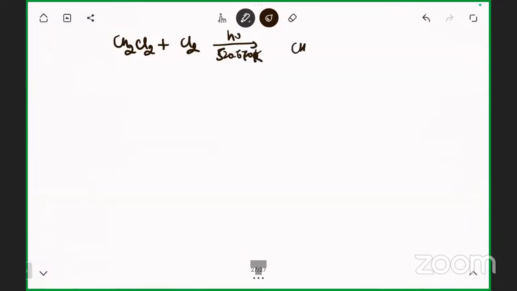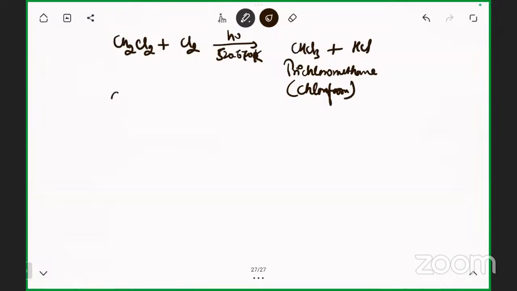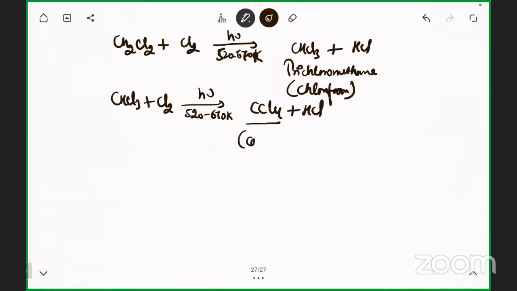It will form CHCl3 plus HCl. This is called trichloromethane. And this trichloromethane is also known as what? Chloroform. Then again CHCl3 reacts with Cl2 in the presence of hν at 520 to 670 Kelvin. It will form CCl4 plus HCl. This is called carbon tetrachloride.